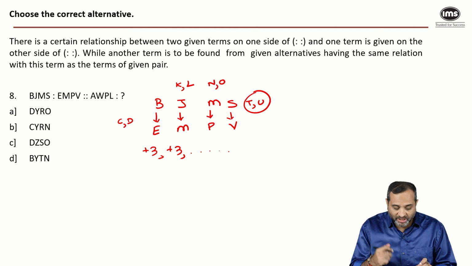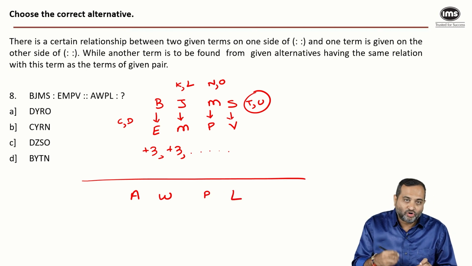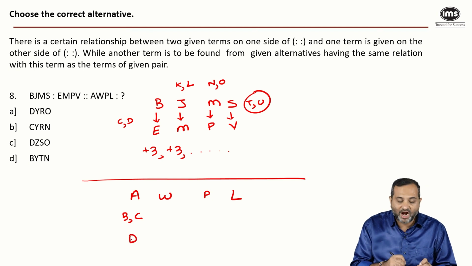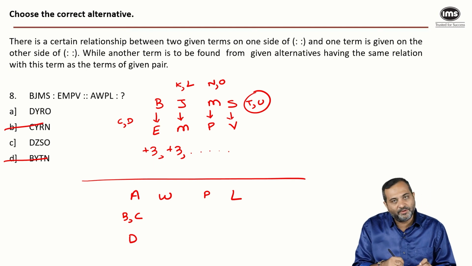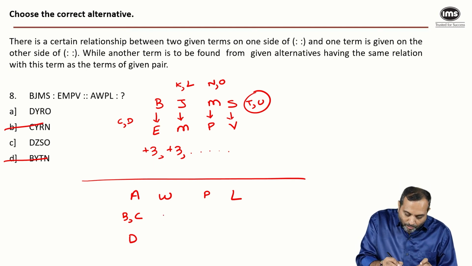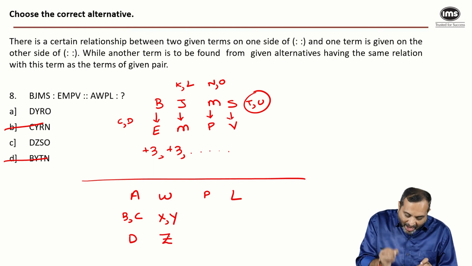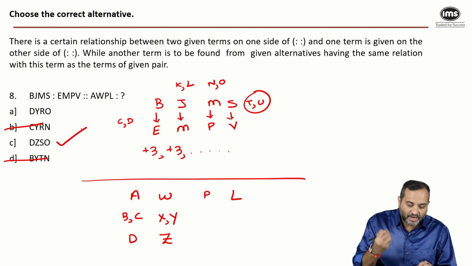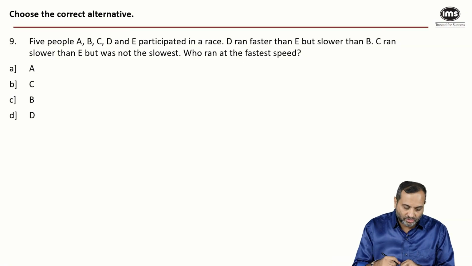So using this logic, let us find the code for AWPL. I want to skip 2 alphabets, so I skipped B and C. So can I say my answer should start with D? So option D and option B gets eliminated. W, X, Y to be skipped. So the answer should be something in DZ. Do you see there's only one option? Hence the answer is option C. Let's look at the next question.